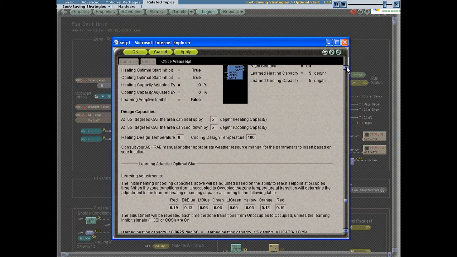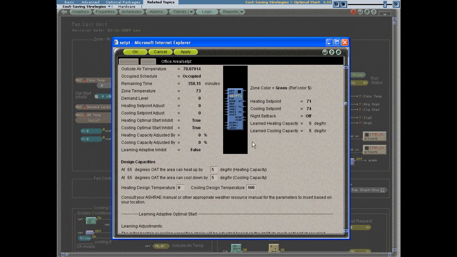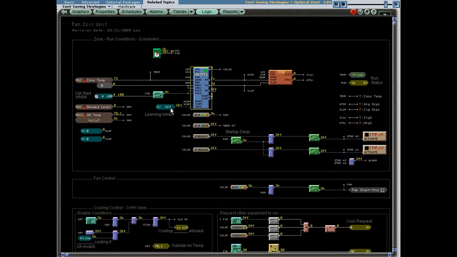Now, as I said, this is an option that comes with certain microblocks, but you'll notice we have this input right here called Learning Inhibit, LRNI, and we can actually attach a microblock to it, and when this microblock is triggered on, it will not learn. So you have the ability to disable learning, and you might do this when, let's say, you're working on the building, and you don't want it to learn because there are unusual things happening, like you have windows open, for instance, and we're radically altering the normal conditions of the zone.